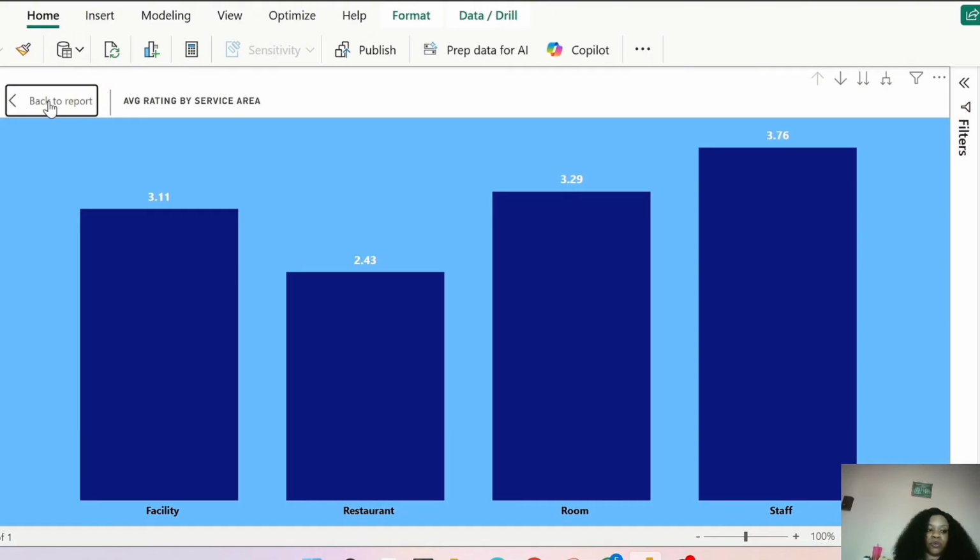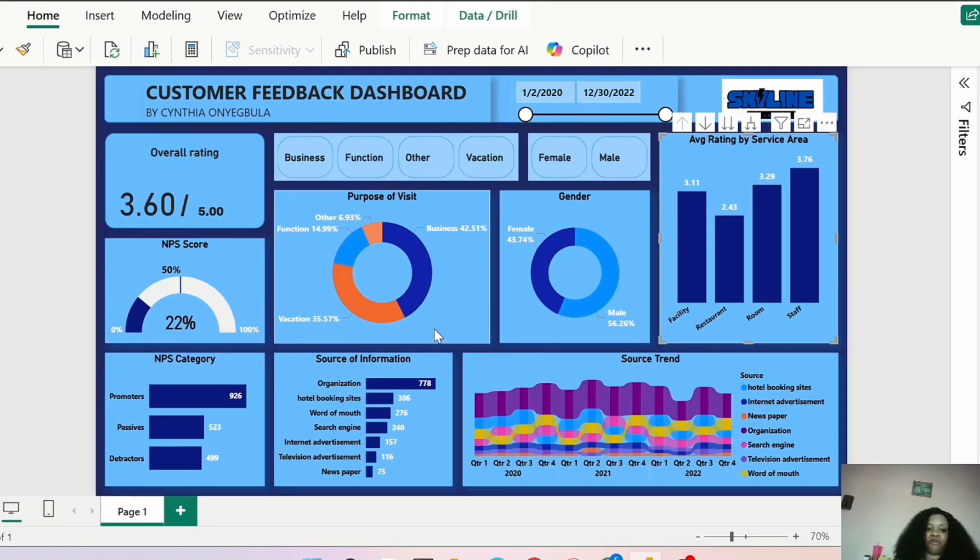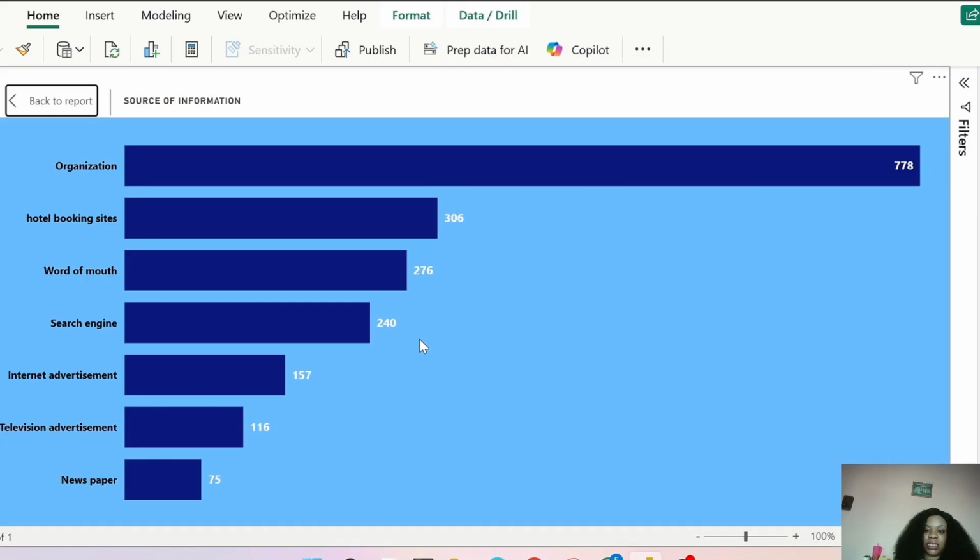All right. So let's quickly look at source of information. This is also another one I find interesting. If you look at this, partner organizations are the highest, followed by hotel booking sites, then word of mouth. Word of mouth is not bad, but I know myself, if I have a good experience, I want to tell somebody about it, right?